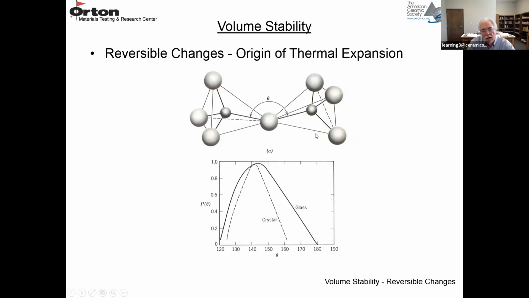So here are two silica tetrahedra. The smaller circle in the middle of the 4 oxygens would be the Si, and this would be the oxygen. And there's a bond angle that's variable, theta. So for a glass, theta might vary from 120 to 180 degrees. So this arrangement, the way they're bonded at the corners, allows for a low thermal expansion coefficient.